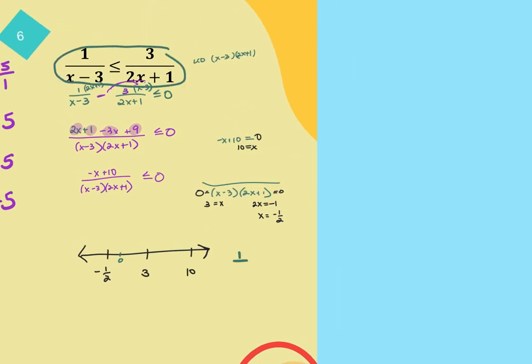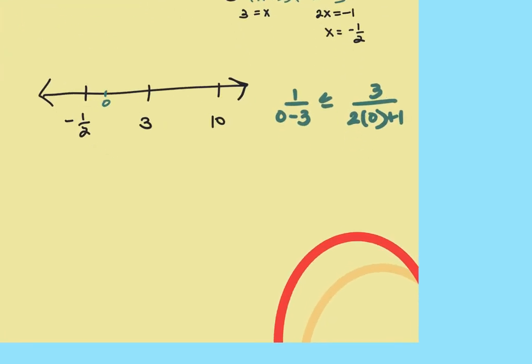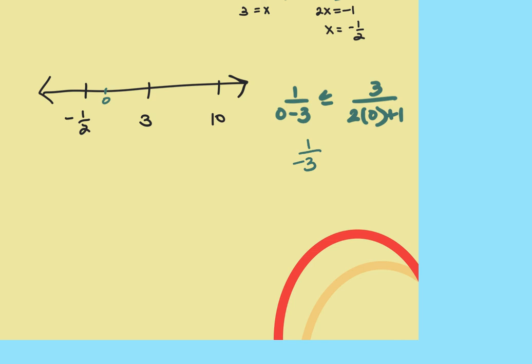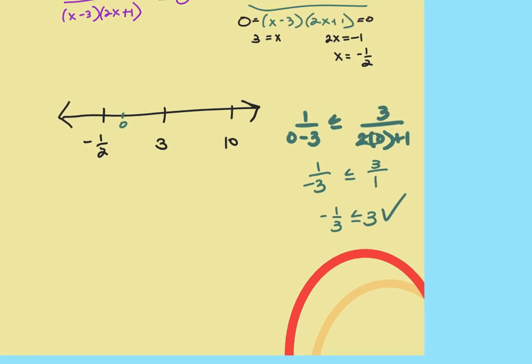So 1 over 0 minus 3 is less than or equal to 3 over 2 times 0 plus 1. I get 1 over negative 3 is less than or equal to 3. This would be 0, so 3 over 1 is negative 1/3 less than or equal to 3. Yes. So that means that section works. And then there's no repeated factors, so it's an every other from there.